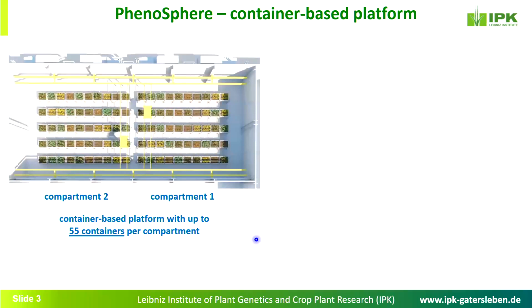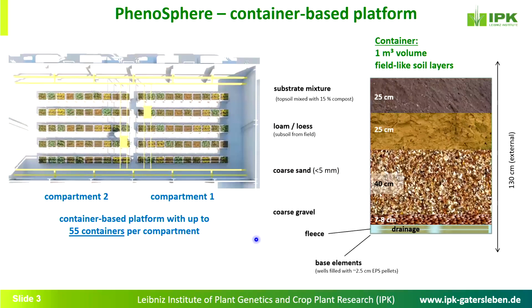And this is, again, the overview about the compartment 1 and 2. So you have seen there was a wall in between, which separates these 2 compartments, but we can remove this wall and combine the gross area to enable larger experiments as well. And the plants are cultivated not in pots, but in this large soil volume container of 1 cubic meter of volume.